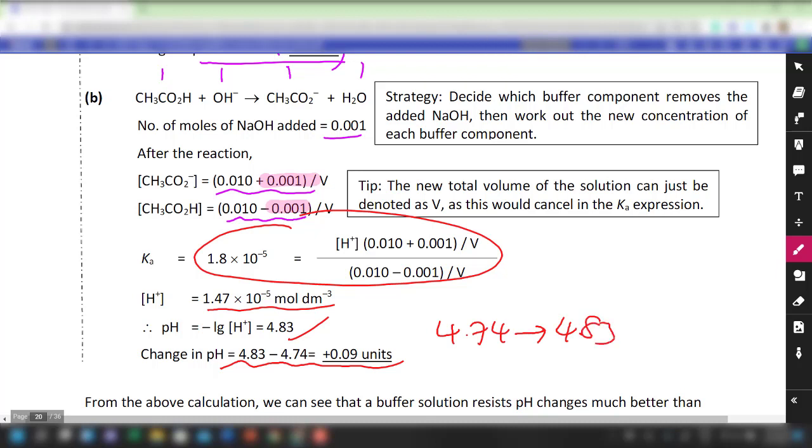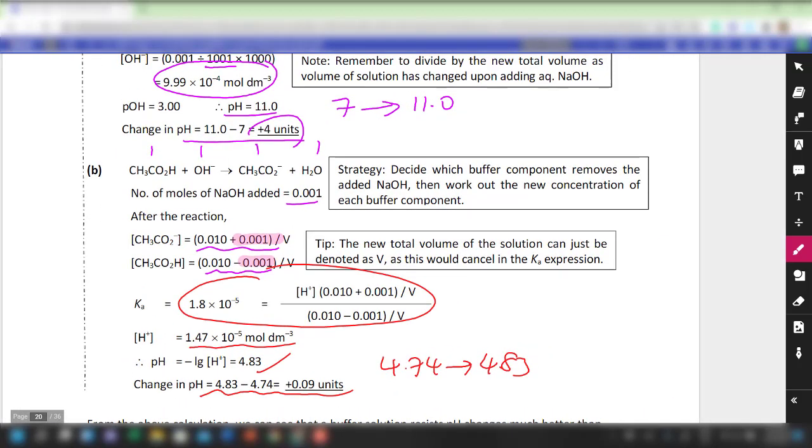Okay, so from here you can see that if I added 0.001 mole of sodium hydroxide to 1 dm³ of pure water, the pH changes from 7 to 11. But if I add it into a buffer containing 0.010 moles per dm³ of sodium ethanoate and ethanoic acid, the pH changed from 4.74 to 4.83. So it can resist the change in pH a lot better.